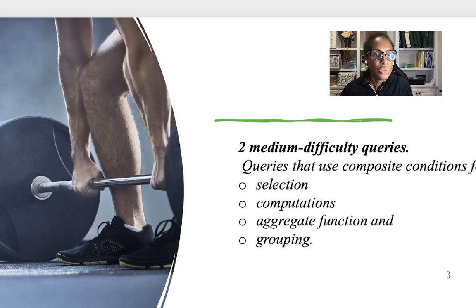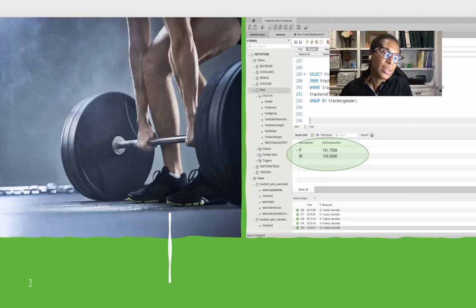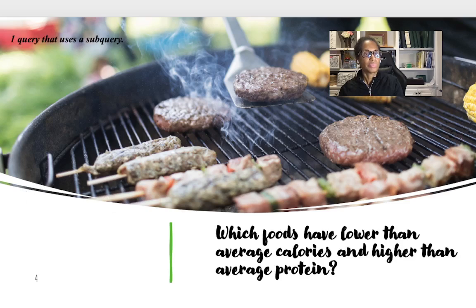Another question we can use when we're looking at groups is, what is the average weight for male and female trackers? We use similar types of statements with average, min, max, and group by, and we came up with our average weight for males and females, which was about 155 pounds for our male trackers and 151.7 for our female trackers.